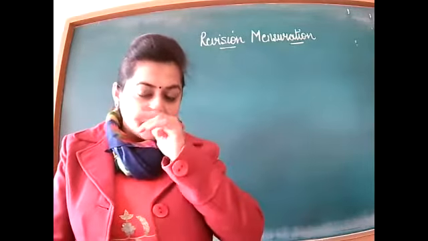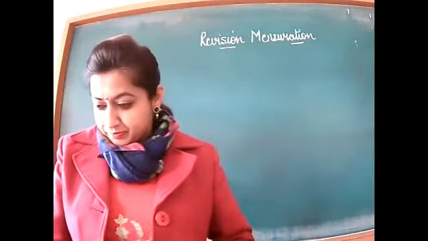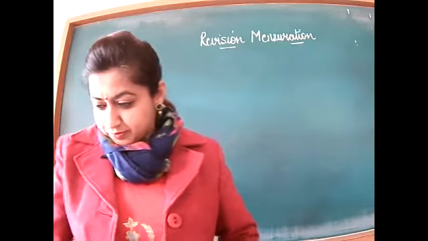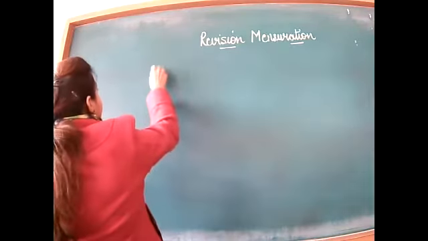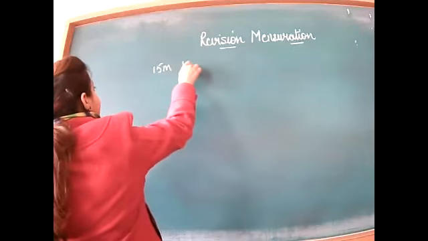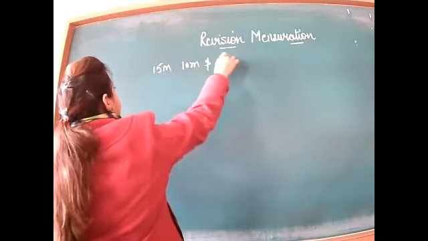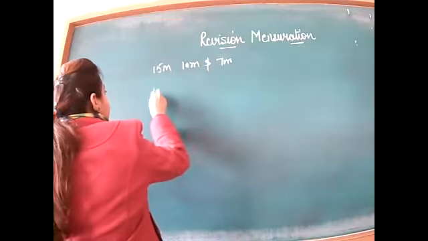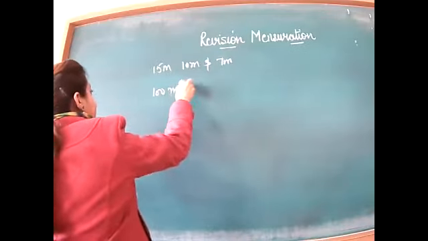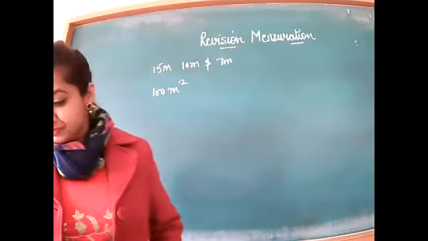Question: Daniel is painting the walls and ceiling of a cuboidal hall with length, breadth, and height of 15 meter, 10 meter, and 7 meter respectively. From each can of paint, 100 meter square of area is painted. How many cans of paint will she need to paint the room?